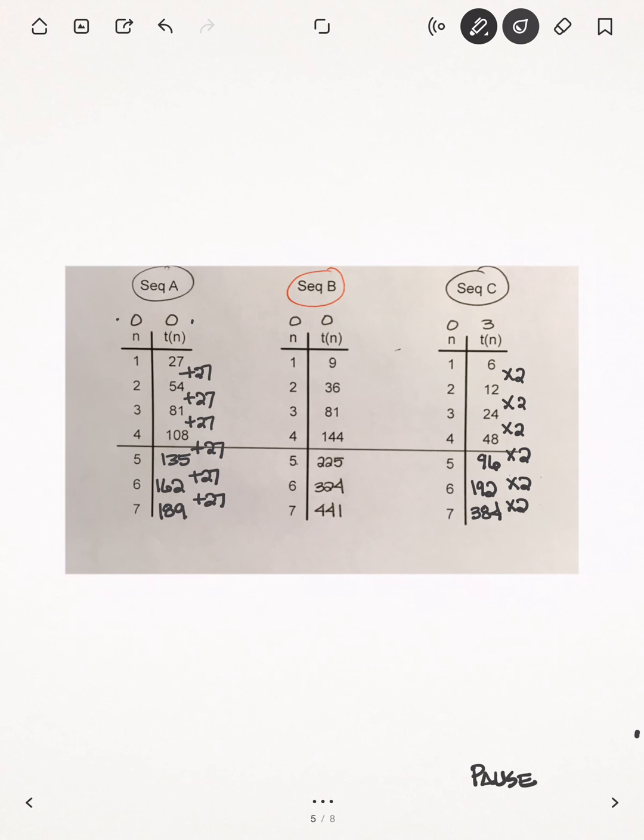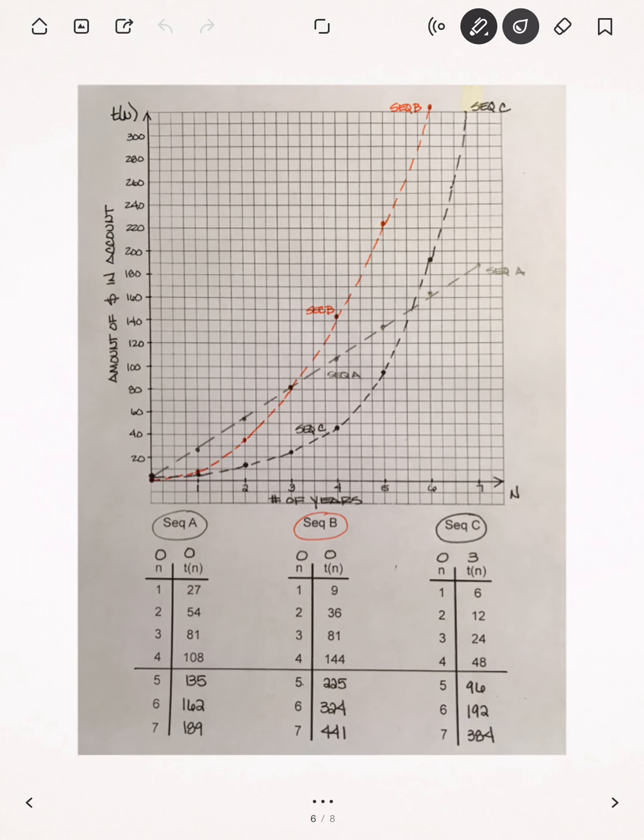Okay, I'm going to turn the page. Here are the final results. You'll notice that here's what our graph looked like before, right here at year 4. Okay, sequence B was ahead. So what happened after year 4? Well, you'll notice that sequence B is still in the lead. It's still the highest one.